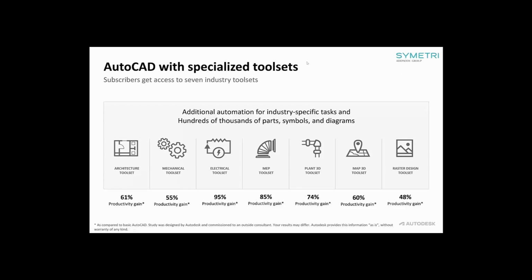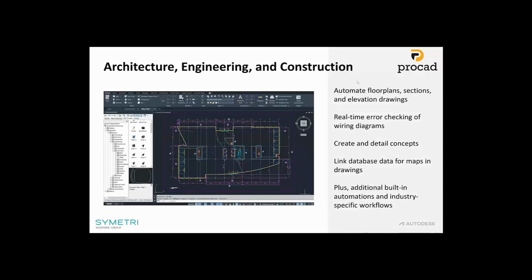So let's go into the next slide here. An example here is the architecture, engineering, and construction one. You've got things like automating floor plans, sections, and elevation drawings, real-time error checking for wiring diagrams, detailed concepts, being able to link database data for maps and drawings, and a ton of other built-in automations and industry-specific workflows, because these tool sets have been designed by people working in these industries.